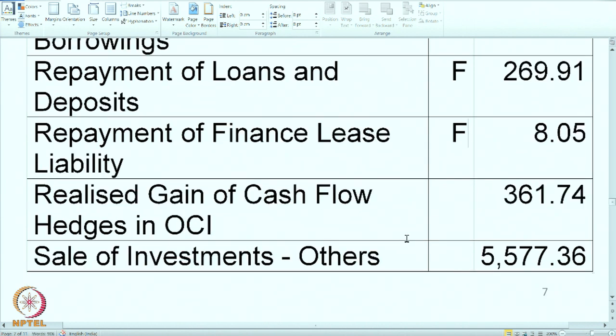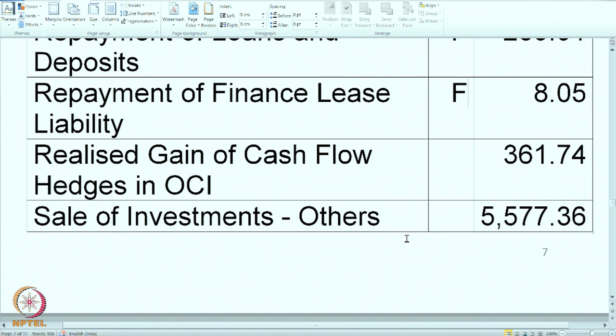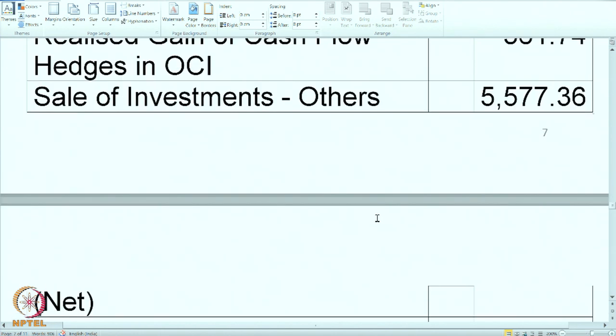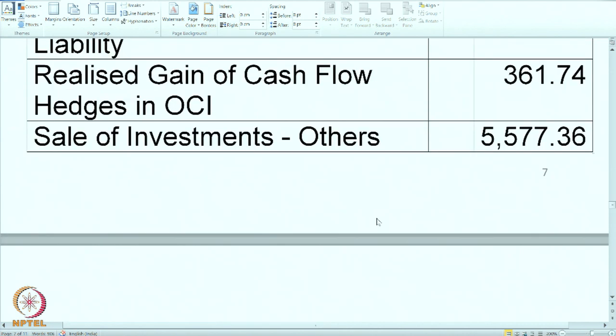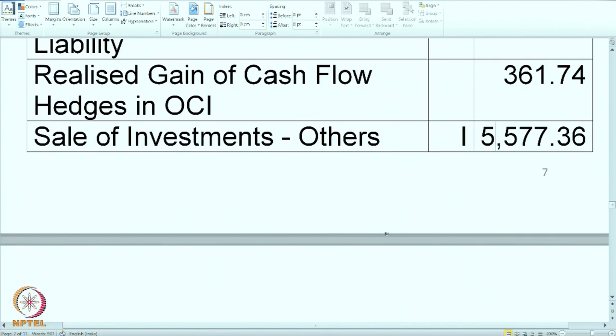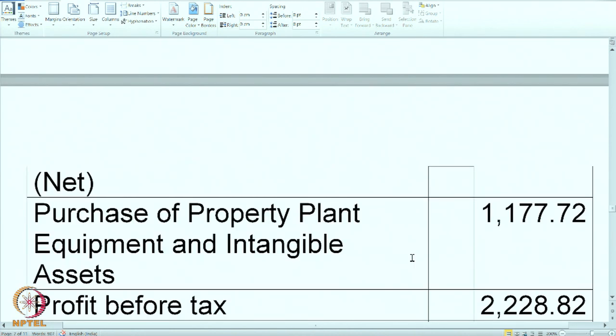Realized gain of cash flow on hedges in OCI. This is an other comprehensive income related item and it is related to cash flow hedges. So we will not consider it right now. Sale of investment others, as the name suggests, it is related to sale of investment. You can see here the amount is substantial, 5000 crores.